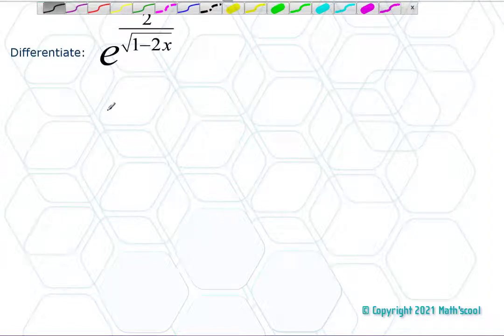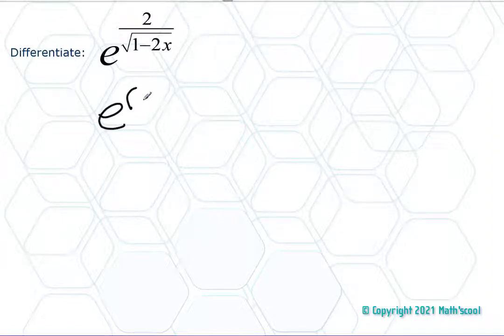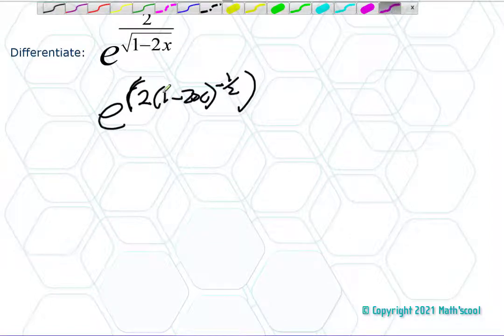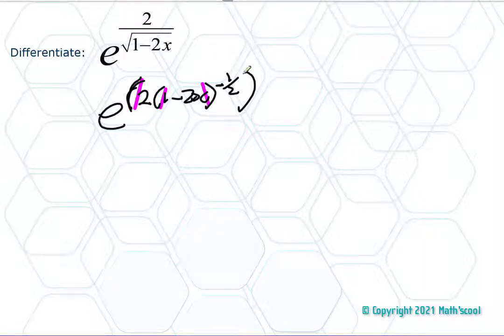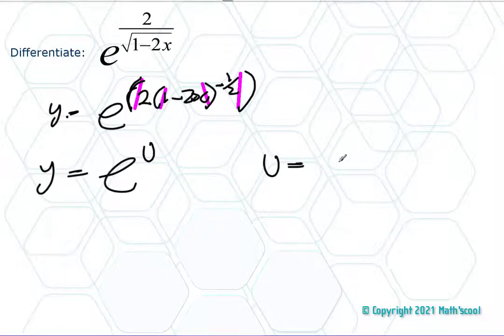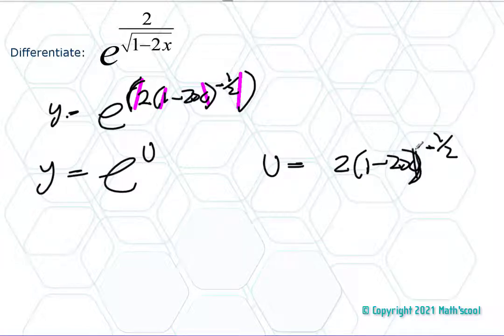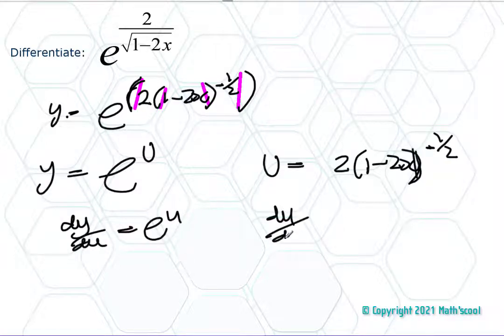Okay, let's have a look. So let's rewrite this using indices. E to the power brackets 2 brackets 1 minus 2x to the power minus a half, close brackets. Okay, all my x's are inside a set of brackets, but that's inside another set of brackets. So it's a double application of the chain rule. So in that case, I must switch to first principles. So y equals e to the u, where u equals 2 brackets 1 minus 2x to the minus a half. Differentiate this, dy by du equals e to the u. Differentiate this, du by dx.